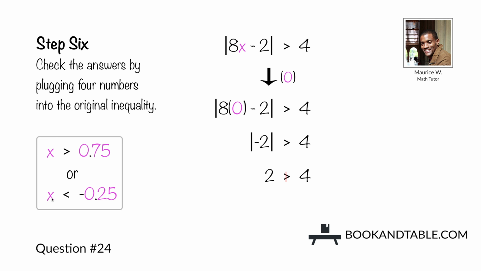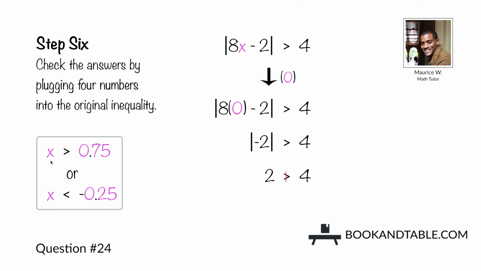Now if we plug in a value larger than negative 1/4, which would be 0, that should not work. 8 times 0 is 0. 0 minus 2 is negative 2. The absolute value of negative 2 is 2, leaving you with a false statement, 2 is greater than 4. So this part of the answer checks out.